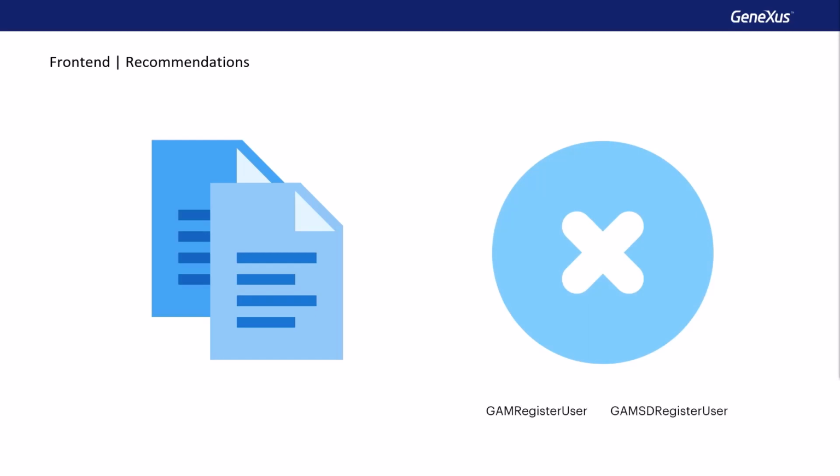It's good practice to create copies of the examples to be used in the application. In this way, when GeneXus, and therefore Gam, is updated, the changes introduced will not be overwritten. Another recommendation is to delete those panels that will not be used. One example of this is the self-registration that we'll see later. If users will be registered in the application by an administrator, it's recommended to delete the Gam Register User and Gam SD Register User panels.